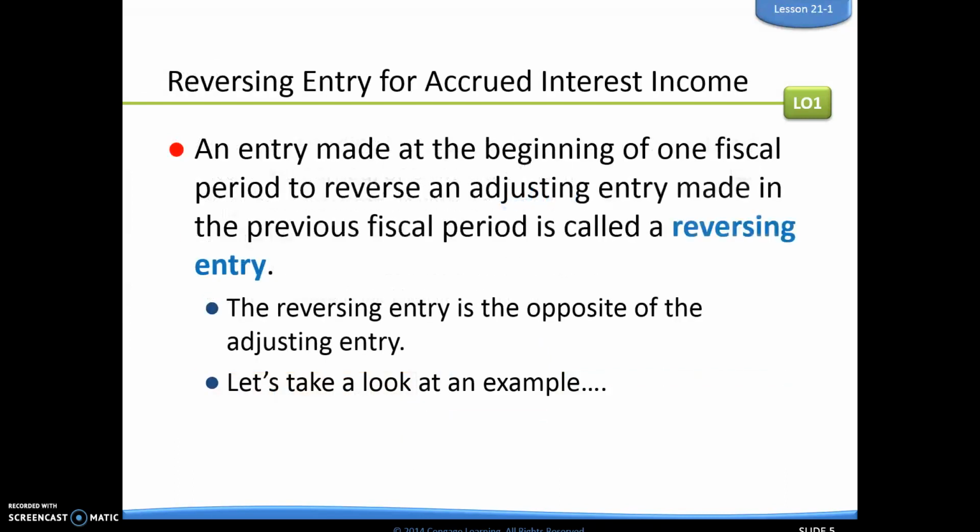So let's go ahead and look here, talking about something called a reversing entry. A reversing entry is an entry that gets made at the beginning of one fiscal period to reverse an adjusting entry that was made in the previous fiscal period. So we've talked about adjusting entries before. We've done lots of them. We know that we always do those at the end of fiscal periods. However, a reversing entry is the opposite of an adjusting entry. And I'll show you the reason why that's so important as we look at an example.